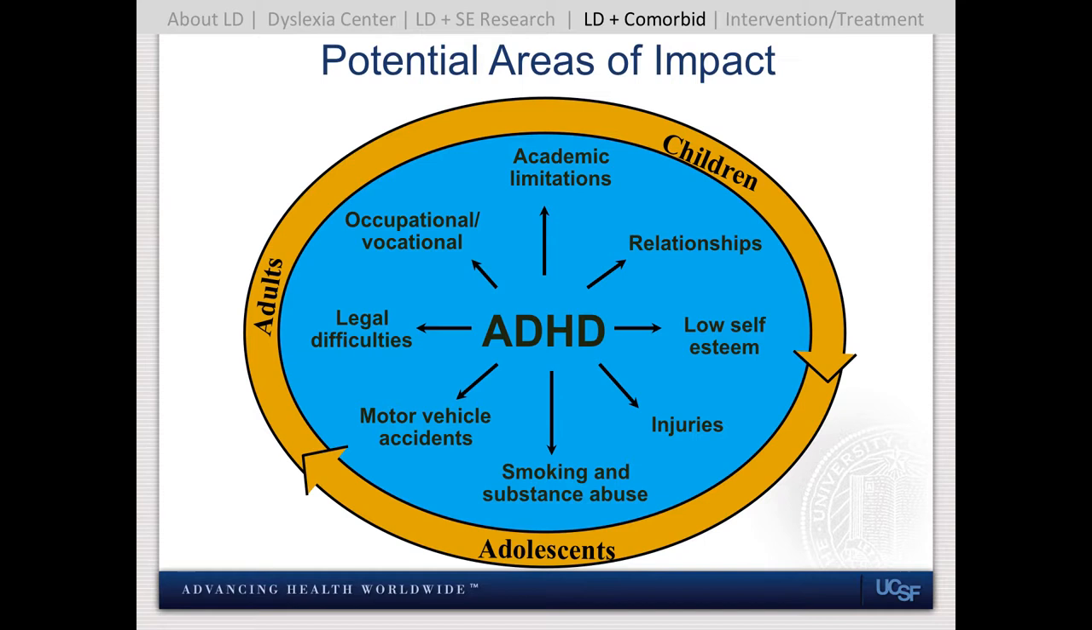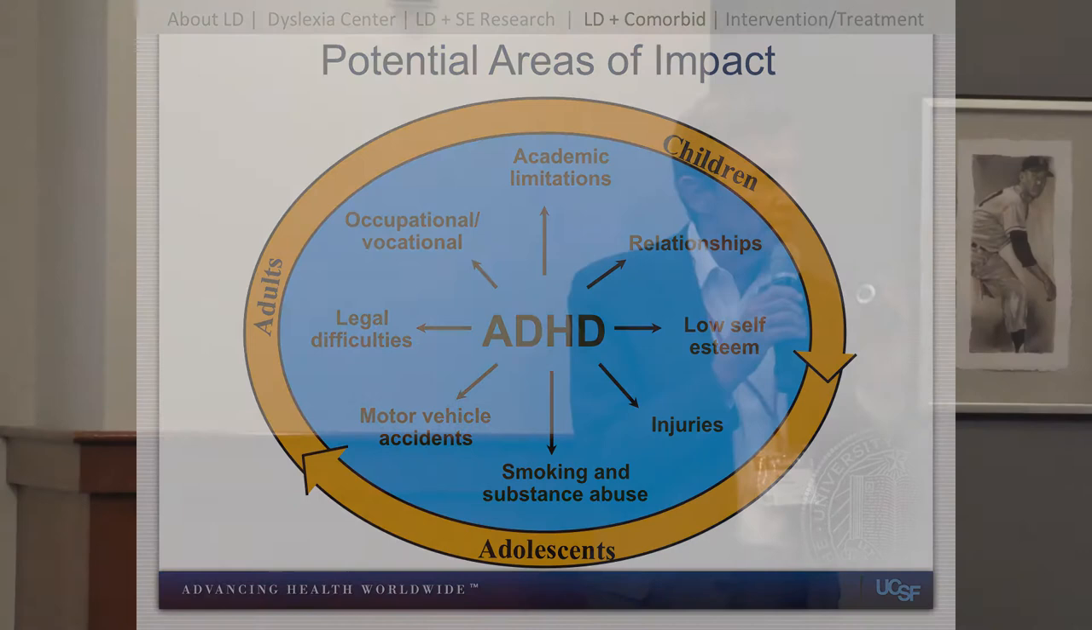But there are things that keep going too, that even as you get into adolescence, they're more likely to have motor vehicle accidents. They get distracted if they're not taking their medications. They're more likely to have injuries. They can be, in some ways, more likely to get into smoking or substance abuse, not because ADHD is a risk factor, but they, again, can get peripheralized. They can try to self-medicate and in some ways treat their anxiety.